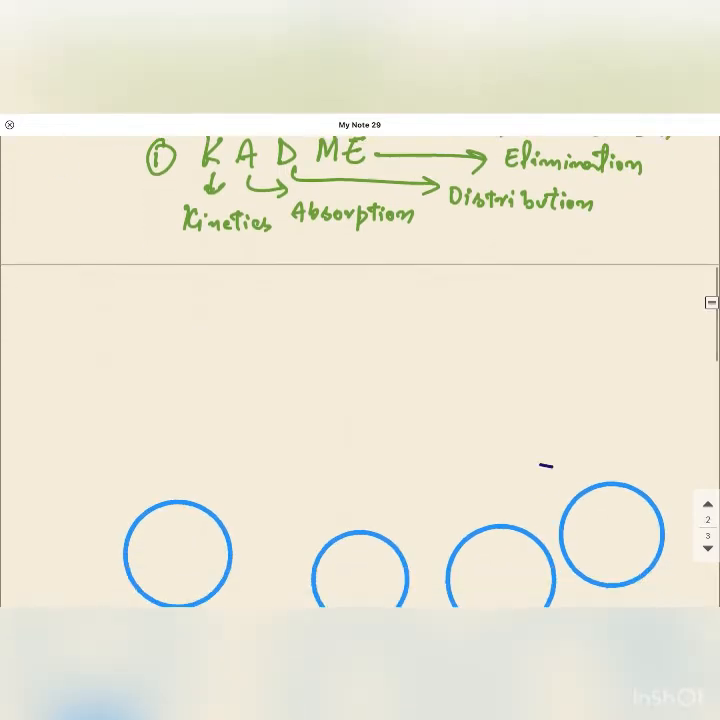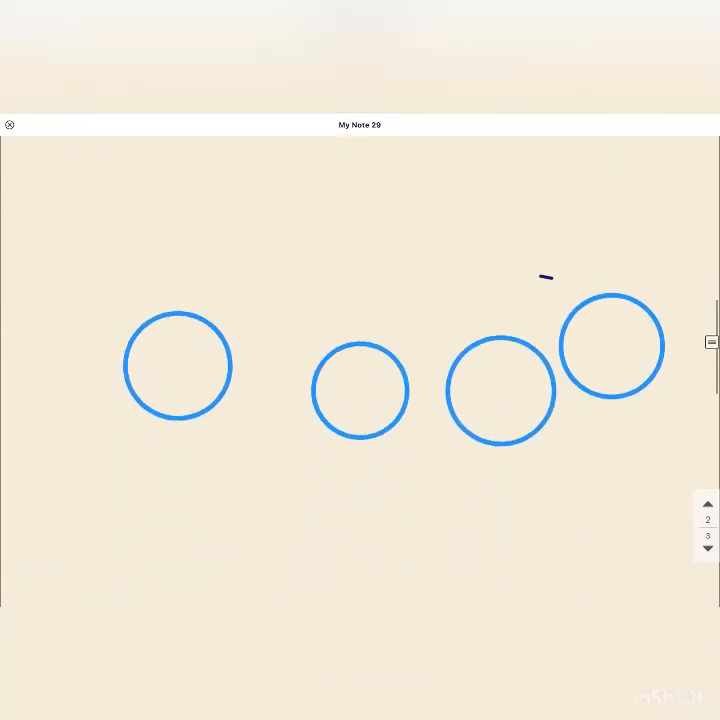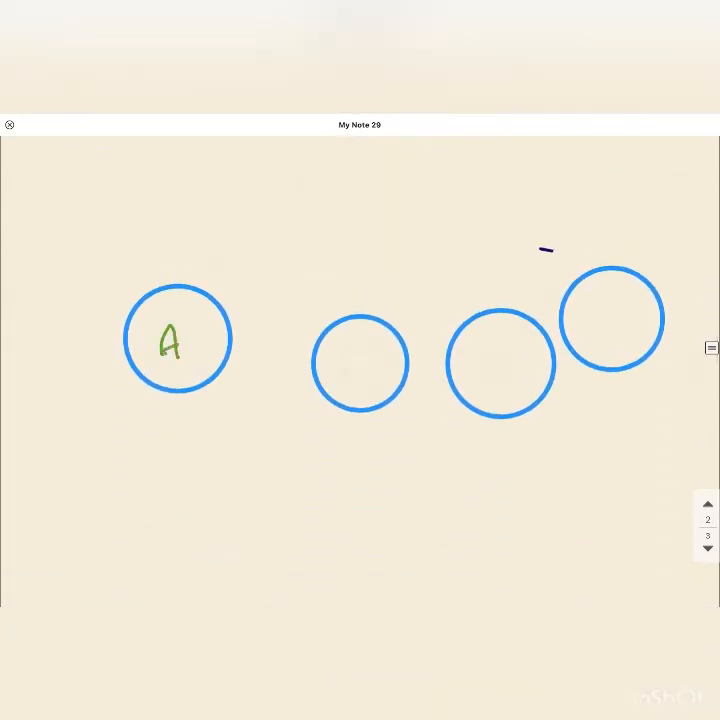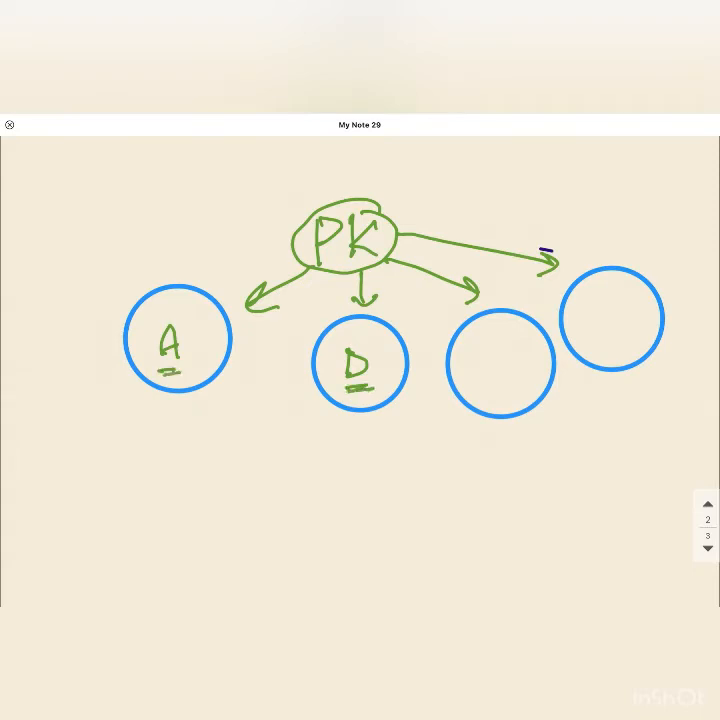So this is pharmacokinetics, and we will later on discuss what it includes. It includes so many things, like I already said, it includes four things. I'm writing here, pharmacokinetics includes four things: ADME, that is A for absorption, D for distribution, M for metabolism, and E for excretion. And we will discuss that later on, what these terms really mean.